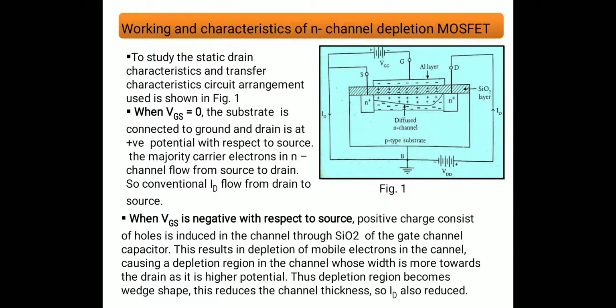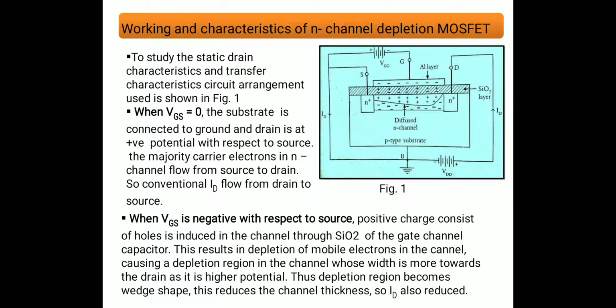When VGS equals 0, that is, no voltage is applied to the gate, majority carrier electrons in the N channel will move from source to drain, as the drain is maintained at positive potential. So drain current will flow from drain to source.